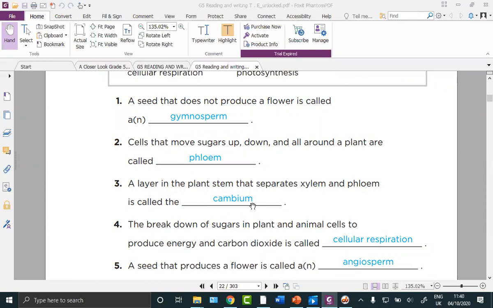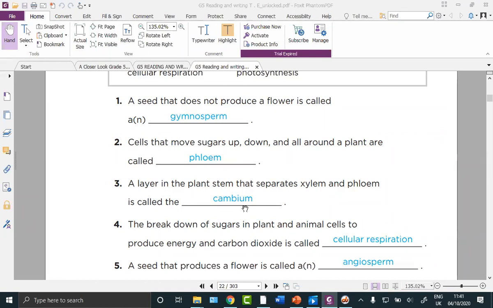Mister, I want to answer. Yes. Cells that transport water and minerals from roots to shoots in plants are called xylem. Excellent. Perfect. You did well. Lower your hand.